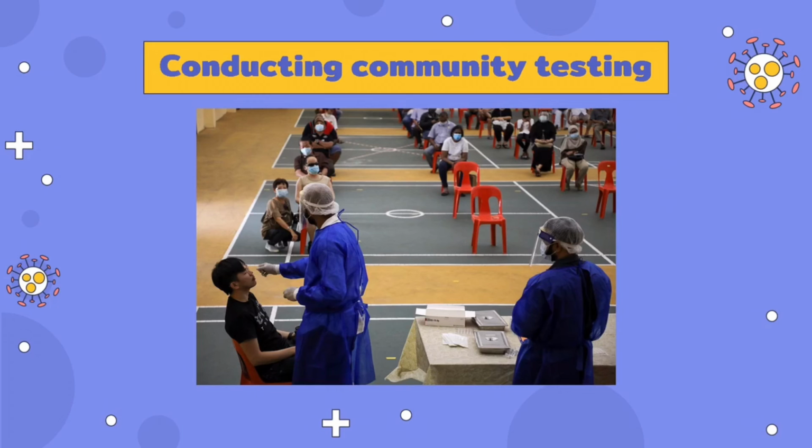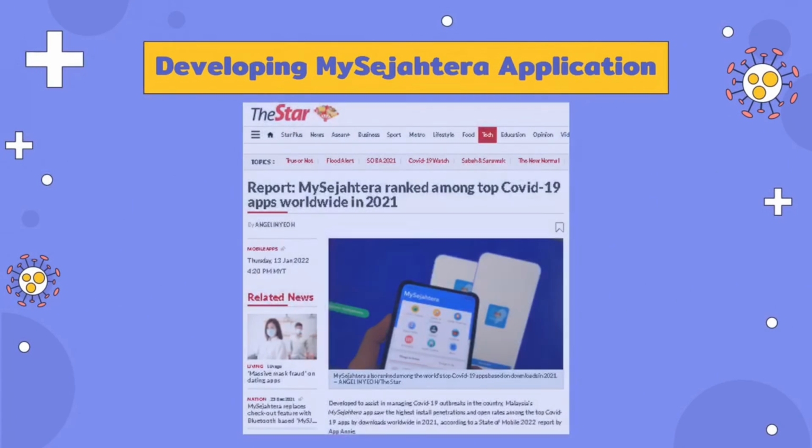Community testing allows us to detect possible cases and provide more data that can be used to predict and control the spread of disease. The data also allows scientists to investigate the behavior of the virus and its mutations, which are very helpful for future prevention. Last but not least, our government developed the MySejahtera application to aid in handling COVID-19 outbreaks in Malaysia. The application is very useful to identify positive cases through contact tracing and a self-assessment feature.